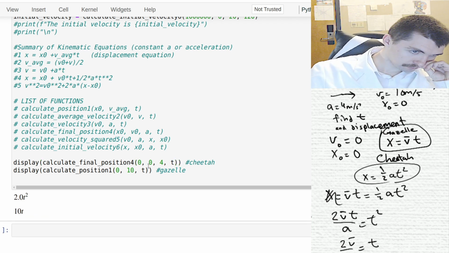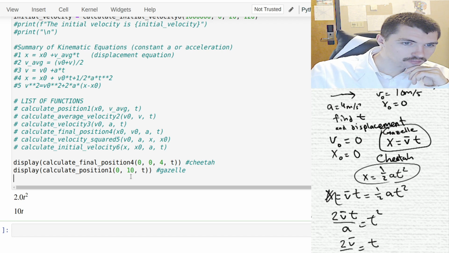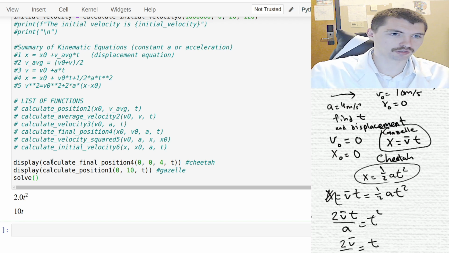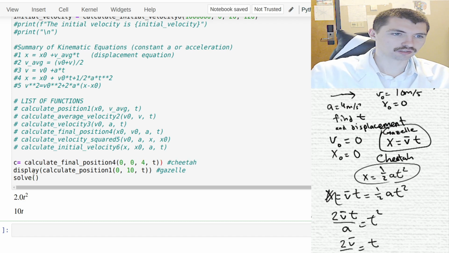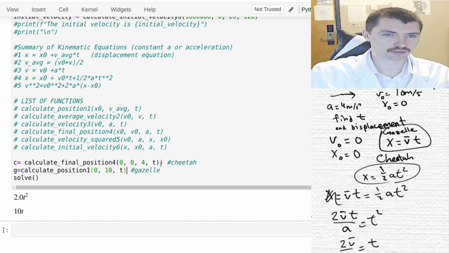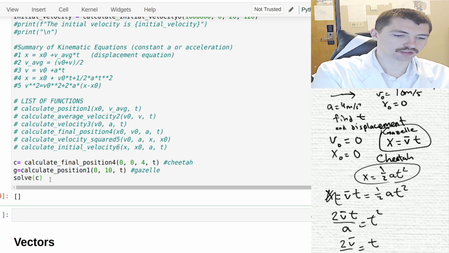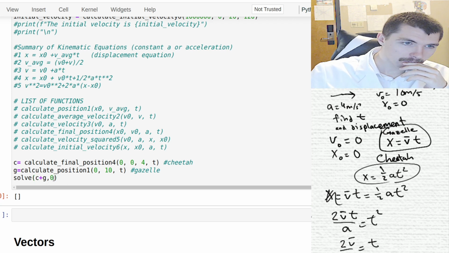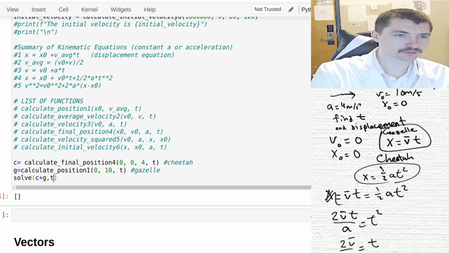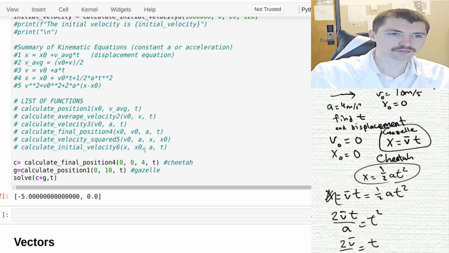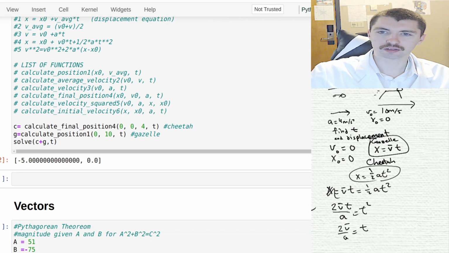So solving these. Okay. Let's say C is that, gazelle G is that, solving C and G. Solving C plus G is 0. Okay, we got the 5.